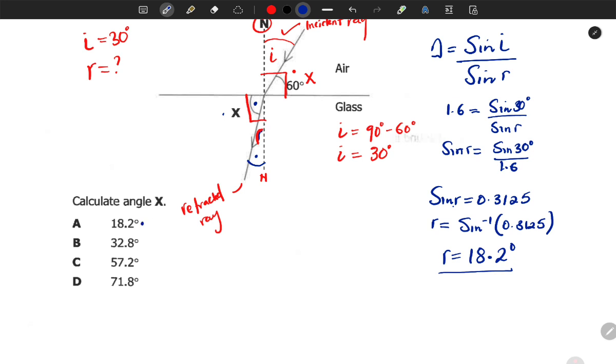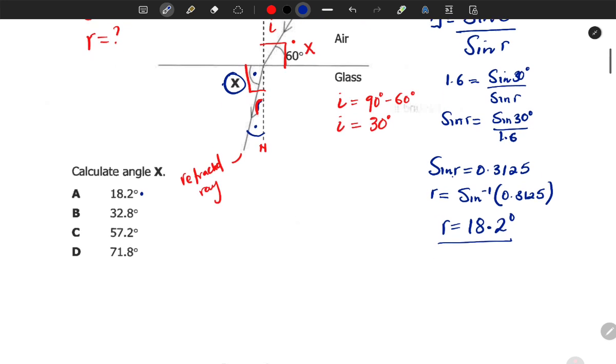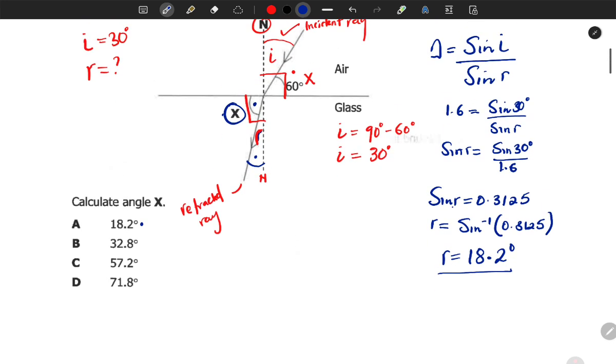But that's not the answer. We found R, not X. Like I told you, if you mess up, you're still going to find the answer there. Now, how do we find X? We remember there's a relationship they are sharing. R plus X together should give you what? 90 degrees, because they are forming 90 degrees there.